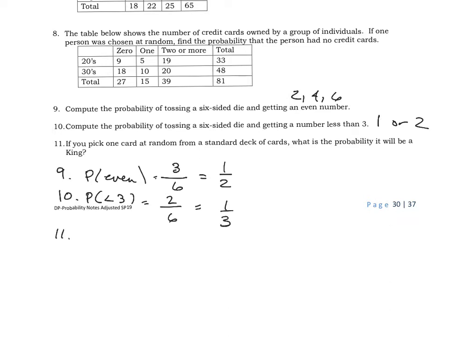11. If you pick one card at random from a standard deck of cards, what's the probability that it'll be a king? Well, there are 52 cards in a deck of cards, and 4 of them are kings. So let's reduce that to 1/13.